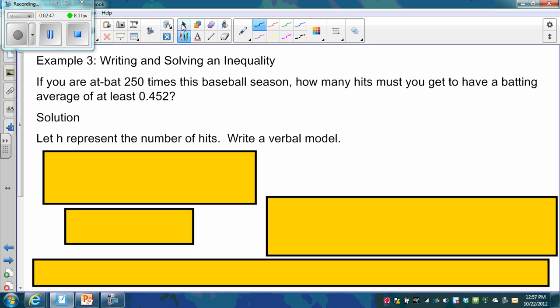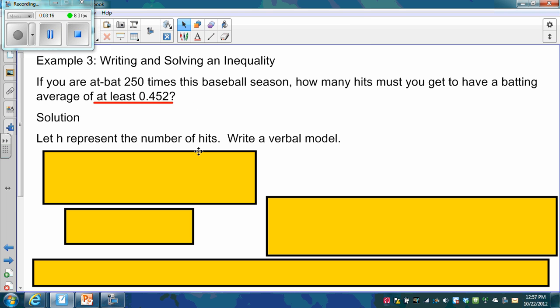The third type of example is writing and solving an inequality. In this case, we have a word problem. If you are at bat 250 times this baseball season, how many hits must you get to have a batting average of at least 0.452, not of 0.452? The key words are "at least," which means it can be this number or anything greater.